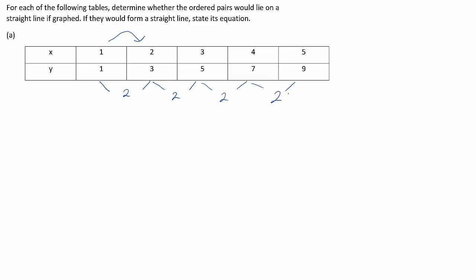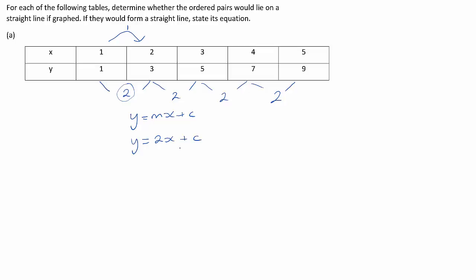This is called a first difference, and if first differences are all the same, when the x differences are all the same, then we have a straight line. And in addition, if the x's go up by 1, this difference tells us the gradient. So if we think about y equals mx plus c, already here we know that m is 2.